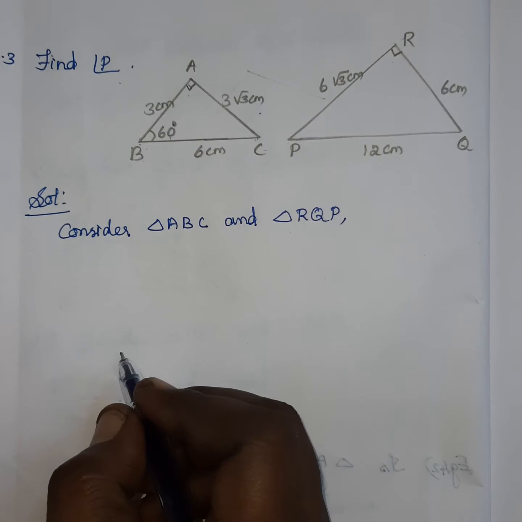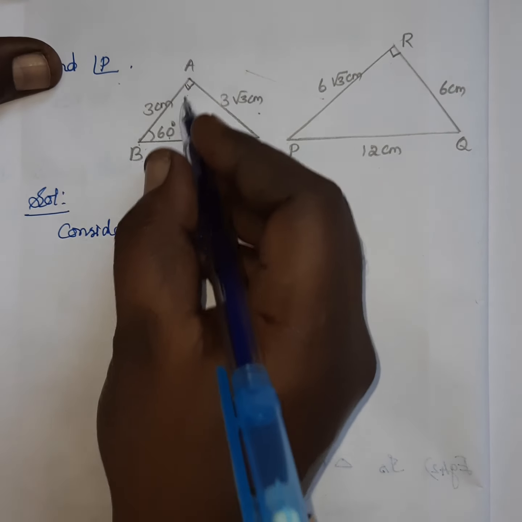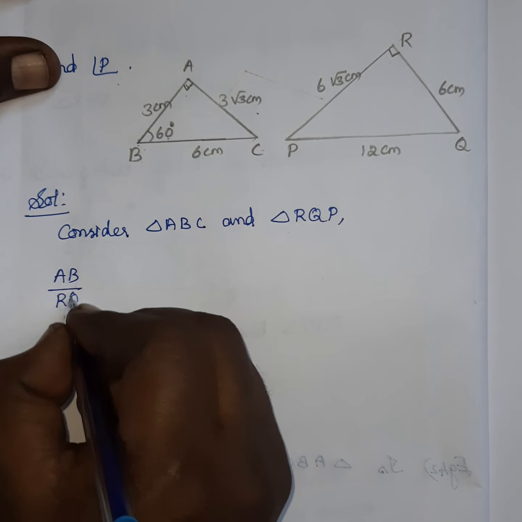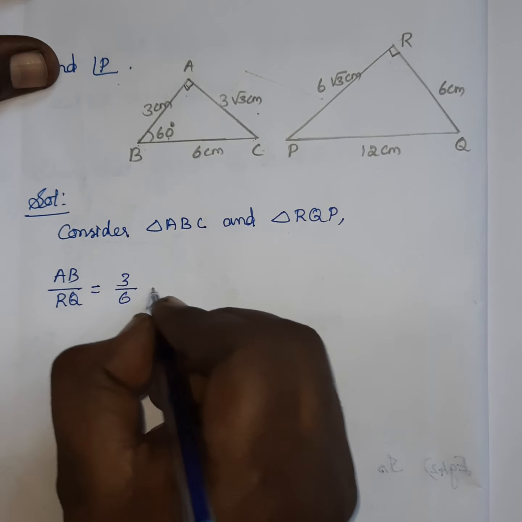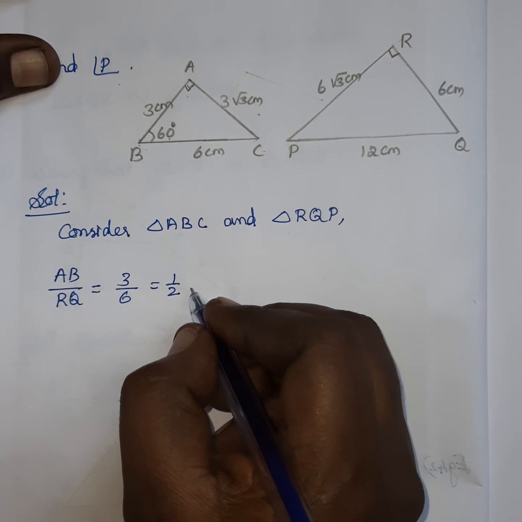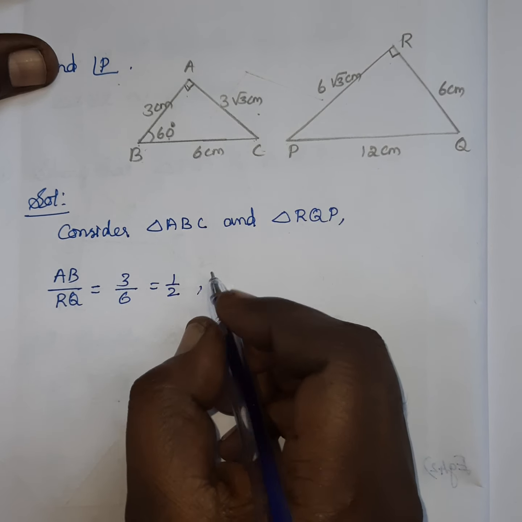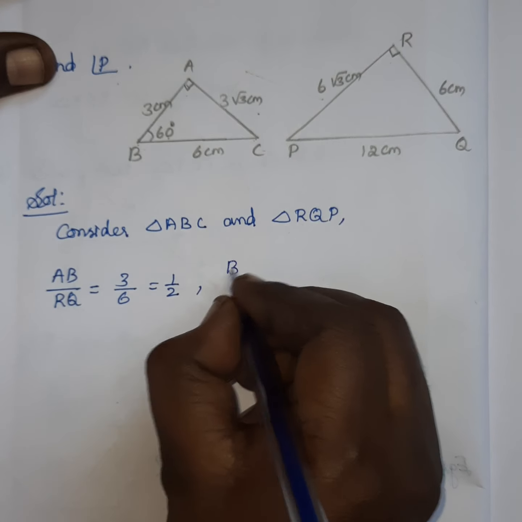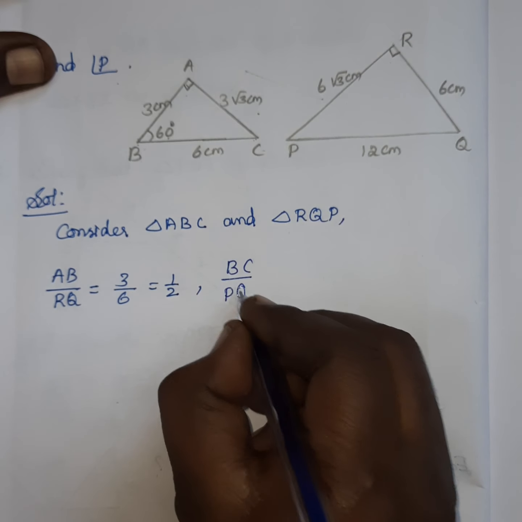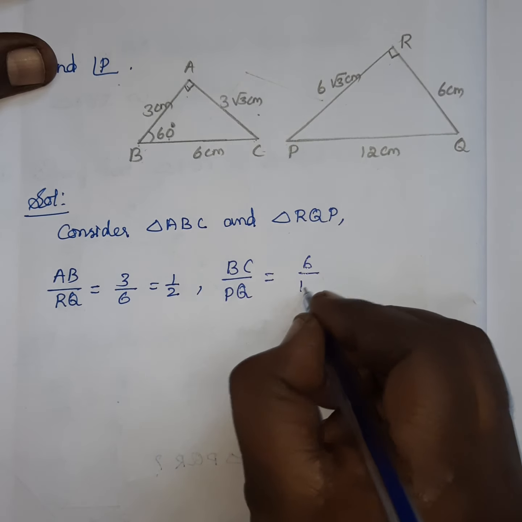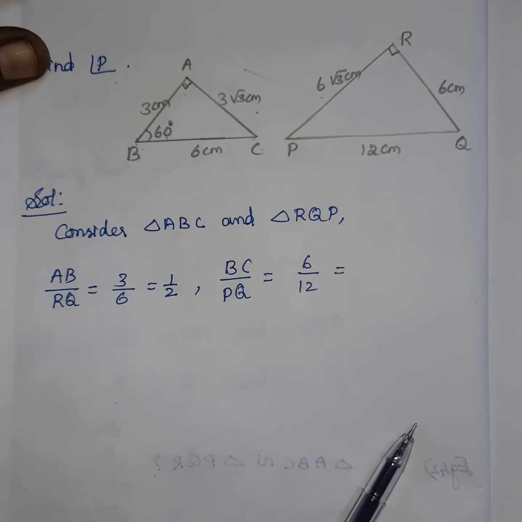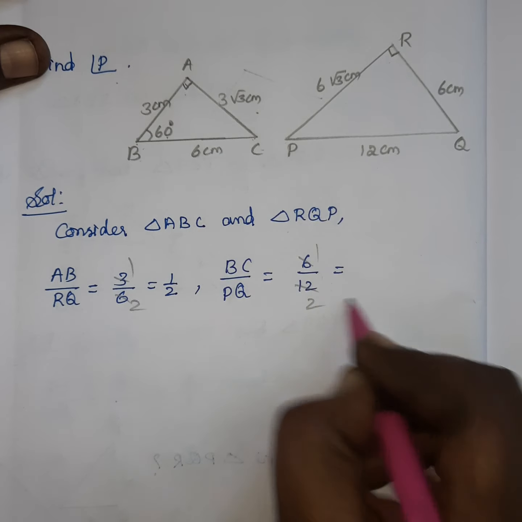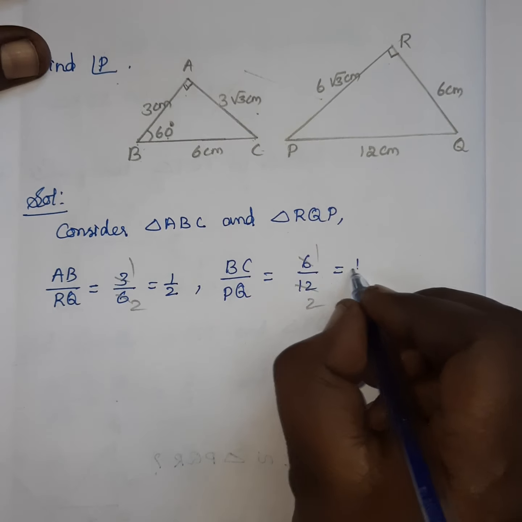Okay, now we can find out the corresponding ratios. Now AB divided by RQ, what is the value? AB divided by RQ is equal to 3 divided by 6, that is 1 by 2. Next ratio we can choose from the hypotenuse BC divided by PQ, that is 6 divided by 12, that is also equal to, we can reduce this, 1 3 is 3, 2 3 are 12, this is 1 6 6, 6 6, 2 6 are 12. Thus we can write it as 1 by 2.